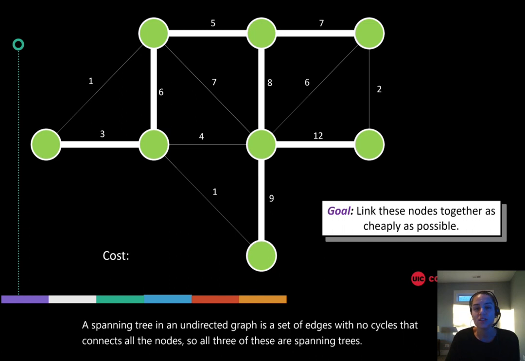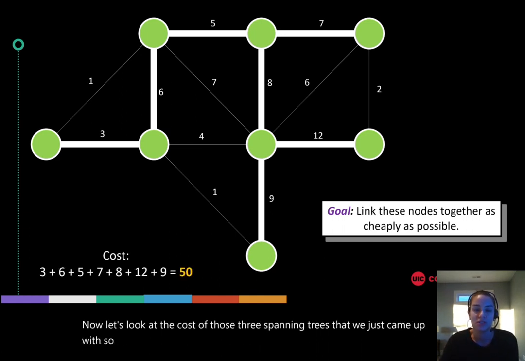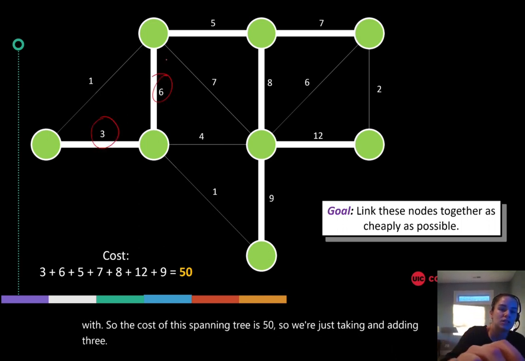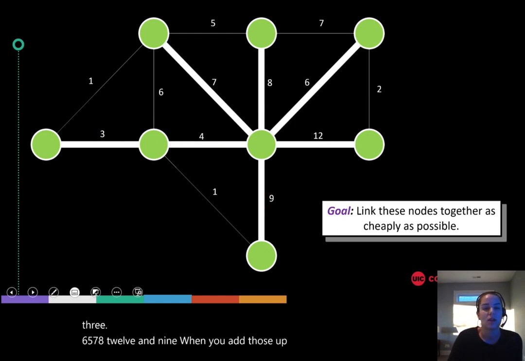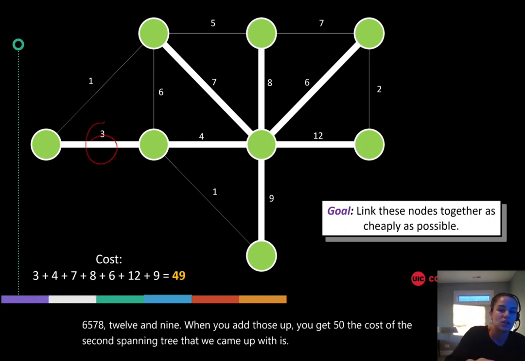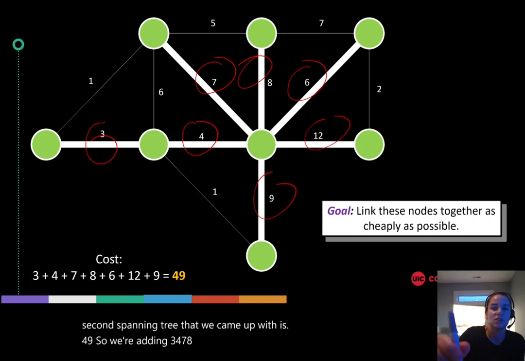So now let's look at the cost of those 3 spanning trees that we just came up with. So the cost of this spanning tree is 50. So we're just taking and adding 3, 6, 5, 7, 8, 12, and 9. When you add those up, you get 50. The cost of the second spanning tree that we came up with is 49. So we're adding 3, 4, 7, 8, 6, 12, and 9 together. And when you do that, you get 49.